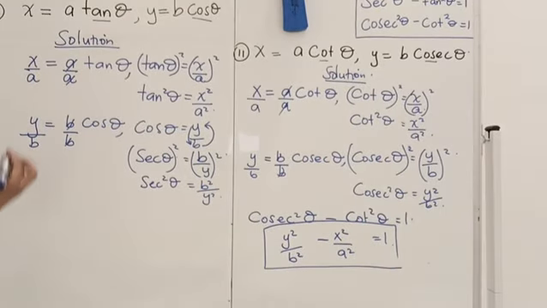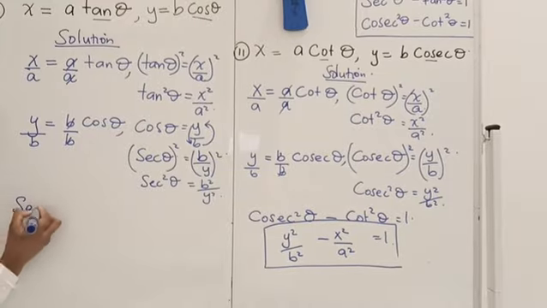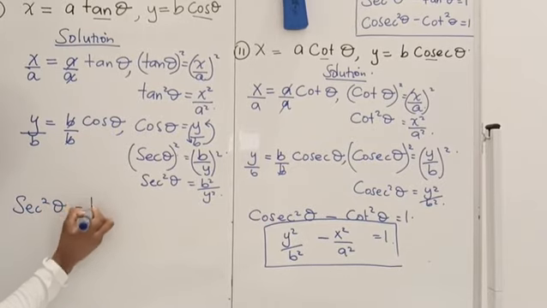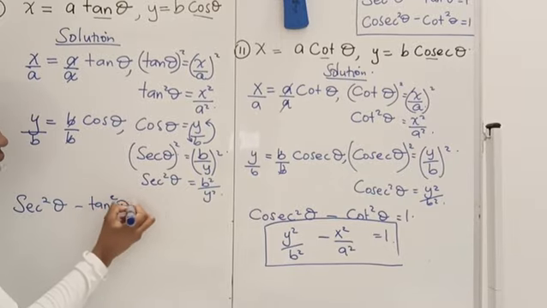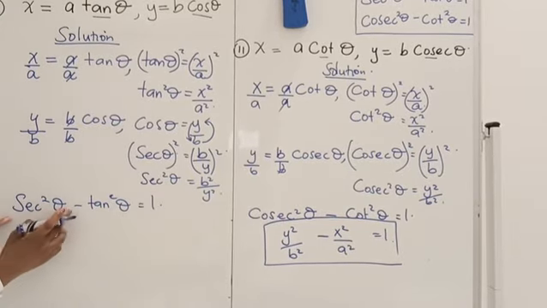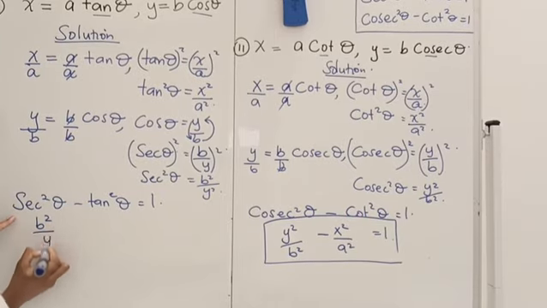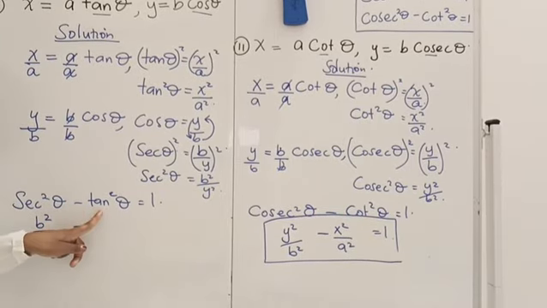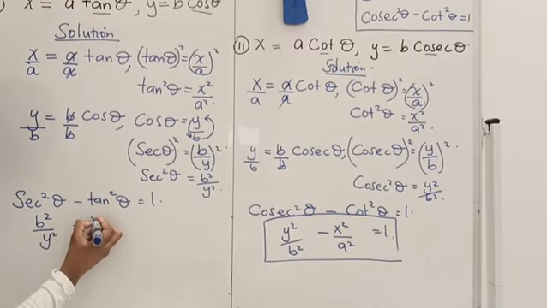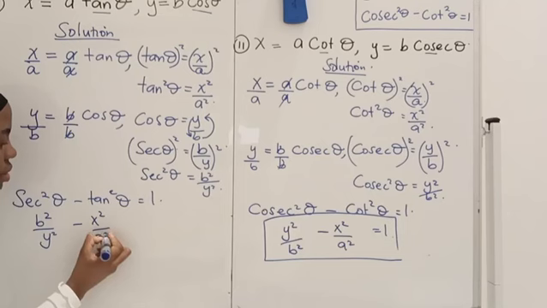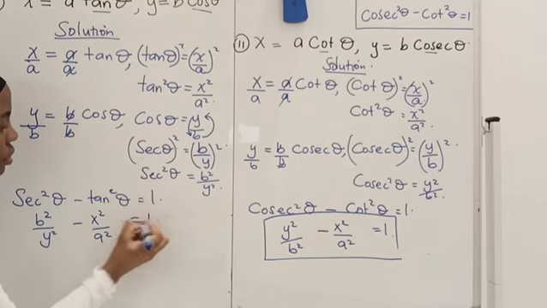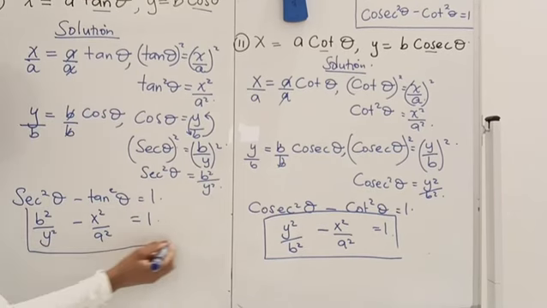Now let us get the second identity. Sec squared theta minus tan squared theta equaling 1. What is sec squared theta? It is b squared out of y squared. Take away, what is tan squared theta? It is x squared out of a squared. And this is equal to 1. So theta is eliminated.